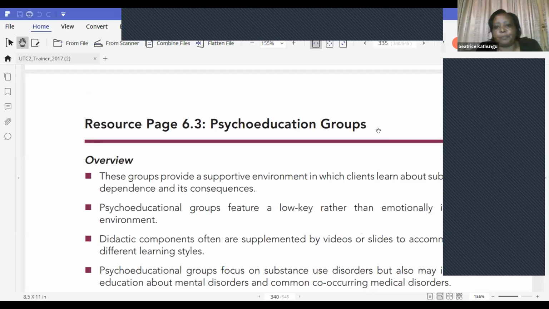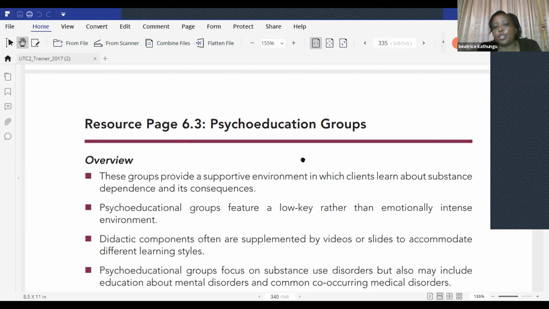this activity. So when you have time, when you go back, please remember this very nice activity that can be done. You ask your groups to read resource page 6.3 and 6.4. They can make a presentation to the rest of the class. So this is just an overview of what psychoeducation groups do.